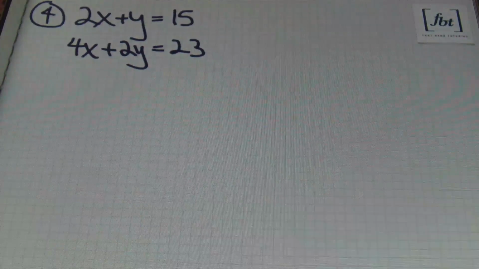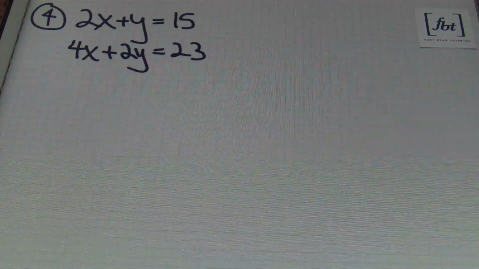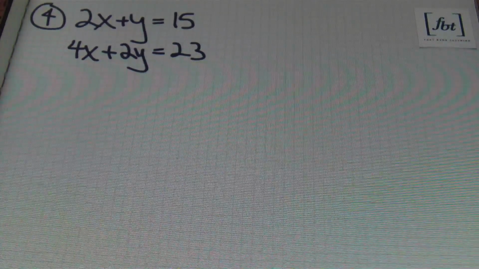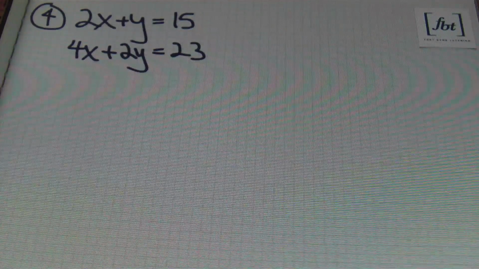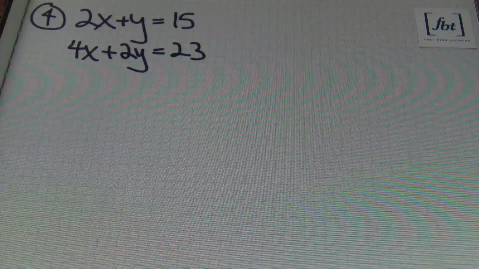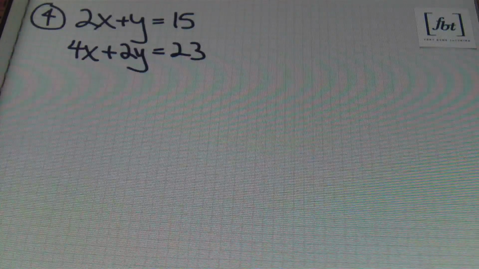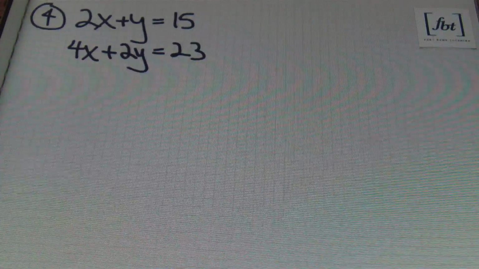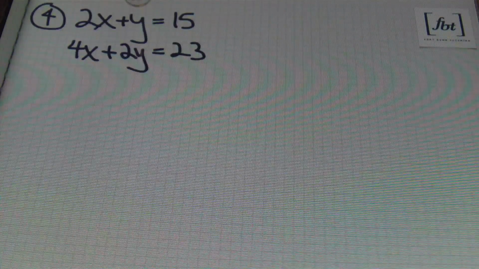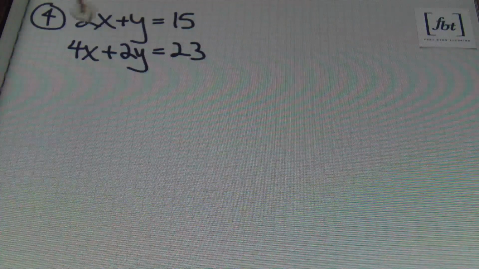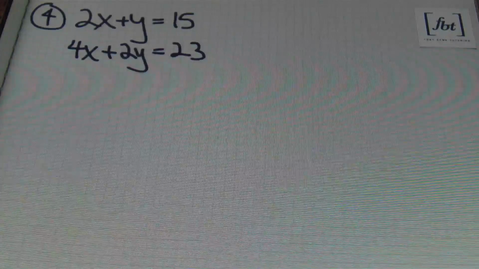In problem number 4, we have the following problem. We have 2x plus y equals 15 and 4x plus 2y equals 23. So once again, we'll solve for one of these 4 variables that you see in the equations and plug the result into the other equation, the opposite equation. I'm going to take the first equation because I'm thinking that this y in the first equation is a lot easier to solve for than the other variables that we have in the problem.